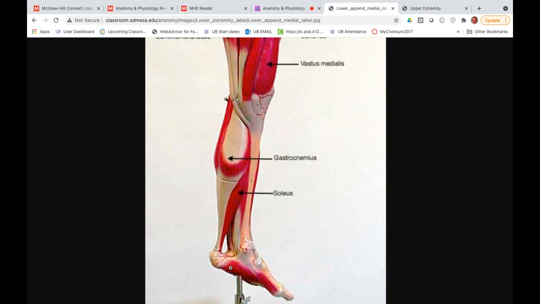Underneath the foot, it's important to know the foot has the arch of the foot, and underneath the foot there's the plantar fascia, which helps to maintain the architecture, that nice medial longitudinal arch of the foot. When the arch is too high, they call it pes cavus, and when the arch is too low and it's flat, they call it pes planus.